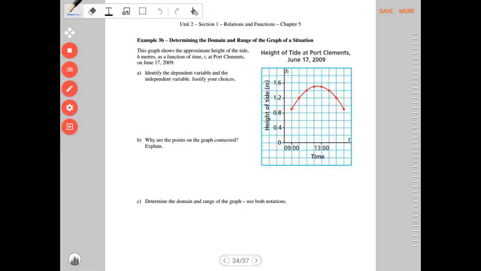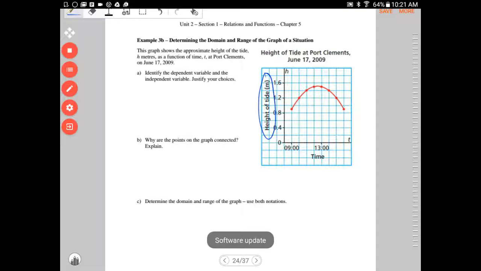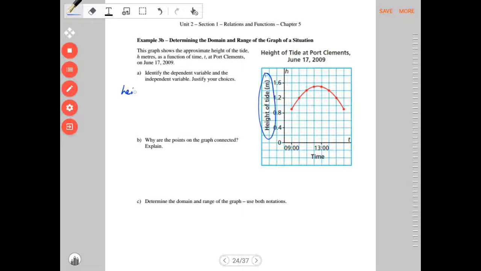If you look, we have height and time, and the dependent variable always goes on the vertical, so the height depends on the time. So height depends on time. So time is the independent variable and the height is the dependent variable. Okay, perfect.